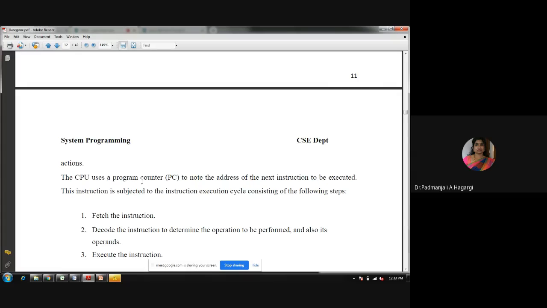The CPU uses the program counter because it is checking for the next instruction, what has to be done. The program counter notes the address of the next instruction to be executed, and this instruction is subjected to the instruction execution cycle consisting of the following steps.